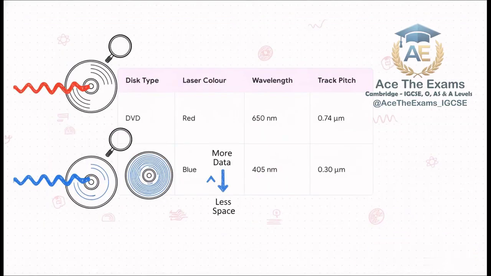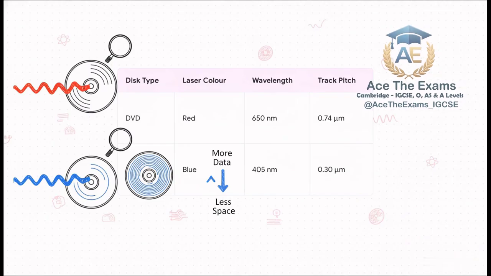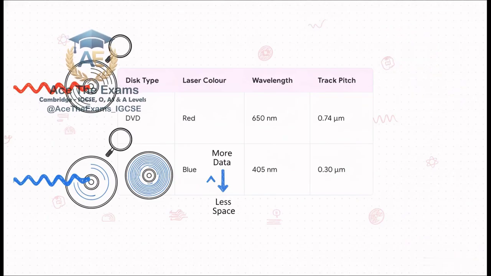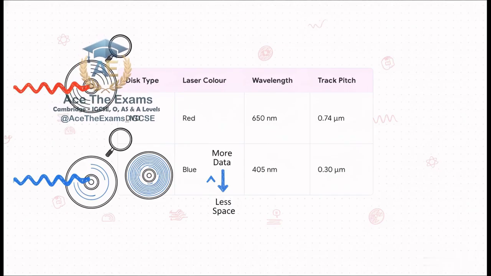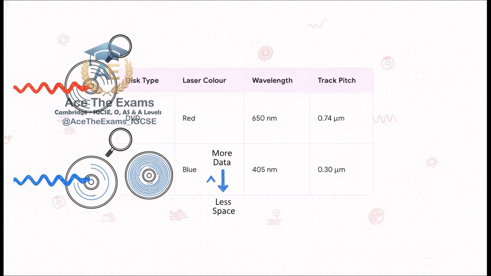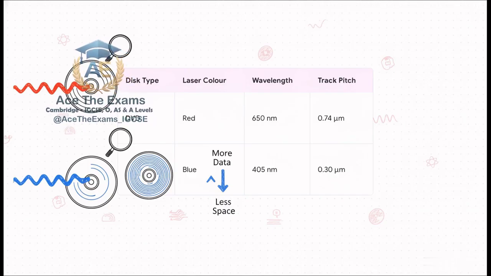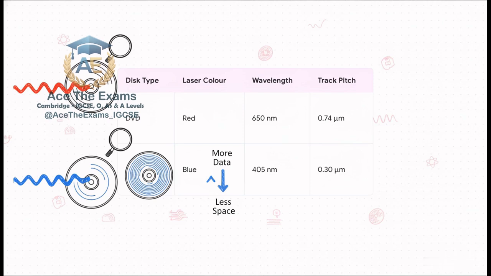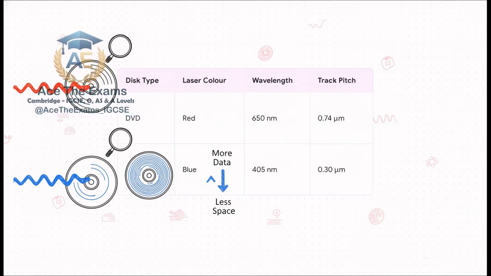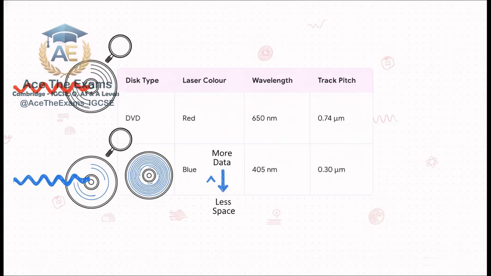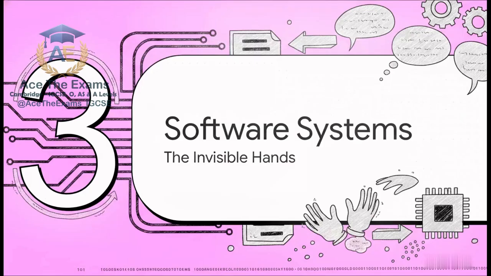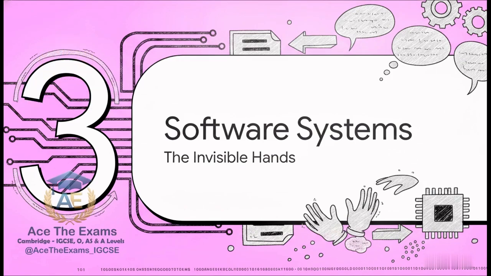And seeing how this translates into physical hardware is actually fascinating. Take a look at the difference between a DVD and a Blu-ray disc. Just by swapping from a red laser to a blue laser, the wavelength shrinks from 650 nanometers down to just 405. That one simple shift in light physics allows for a much tighter track pitch on the disc itself, which means you can cram vastly more information onto the exact same sized piece of plastic. Pretty wild, right?